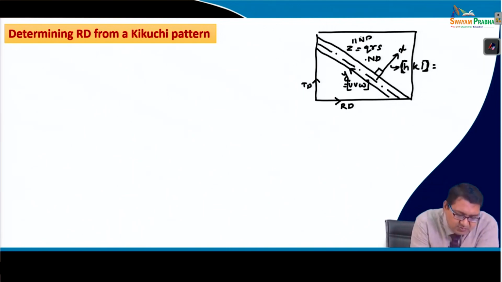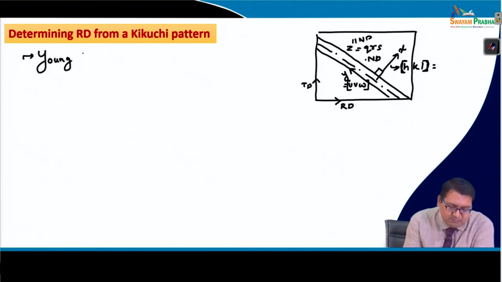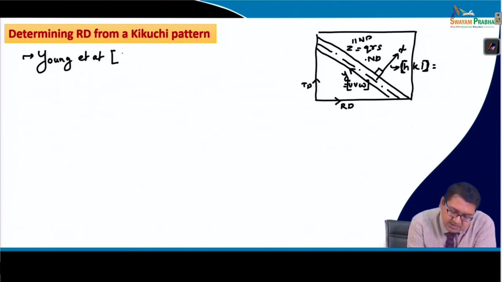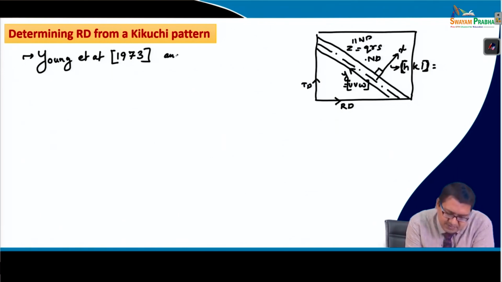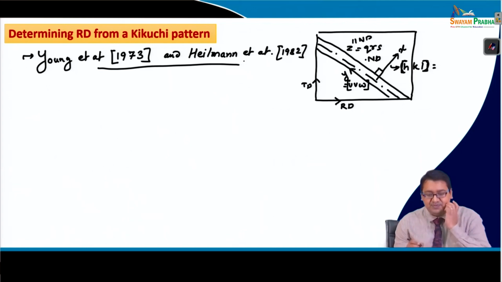And this method that we are trying to describe is because of research and development by various groups. One is Young et al, who started their work and published it in 1973, and another is Heilmann et al, in 1982. Both of these groups separately tried to find out RD from a Kikuchi pattern and came up with a similar solution.